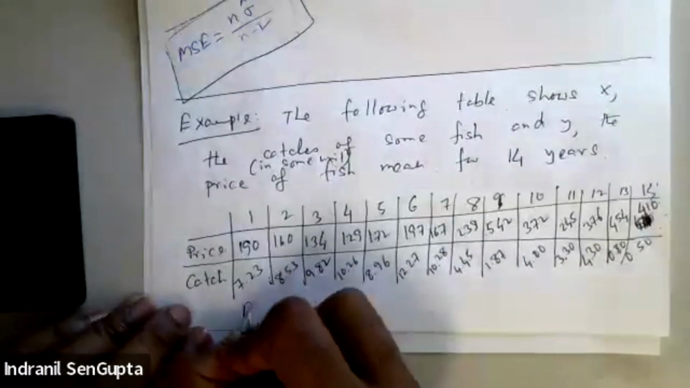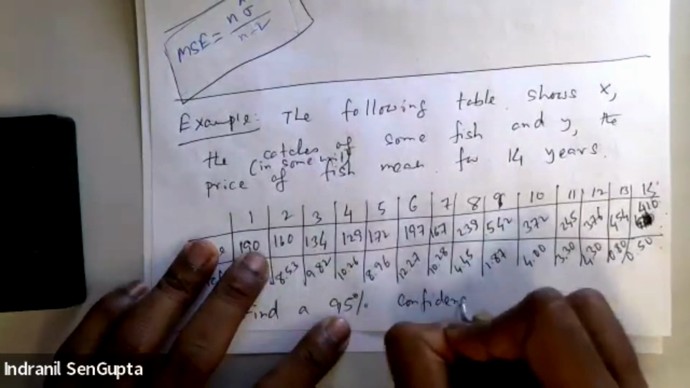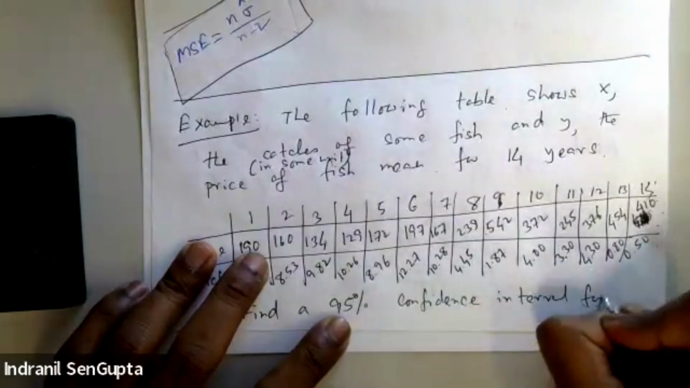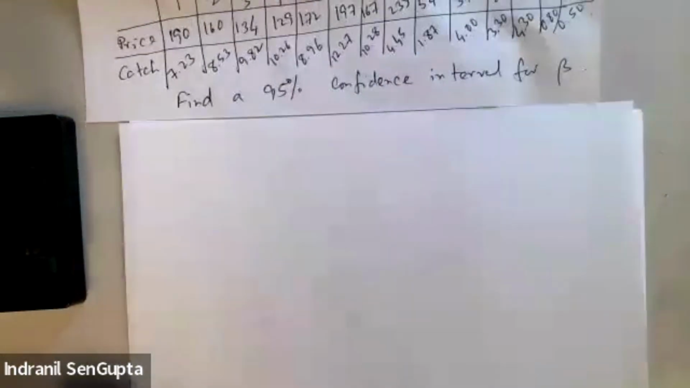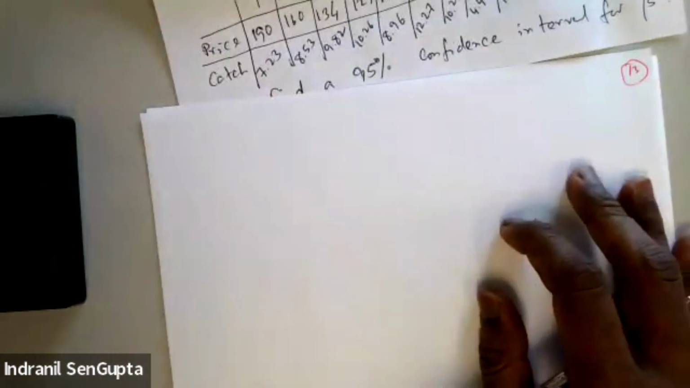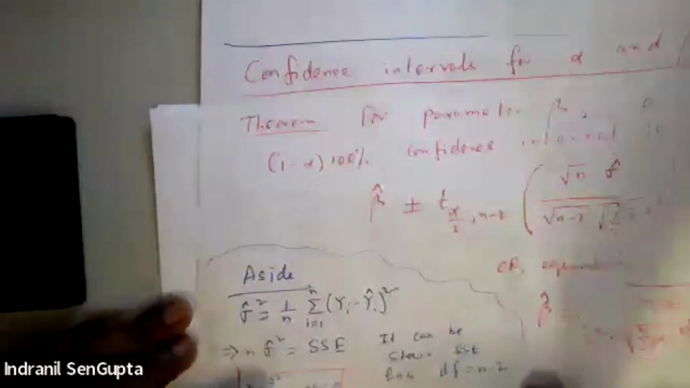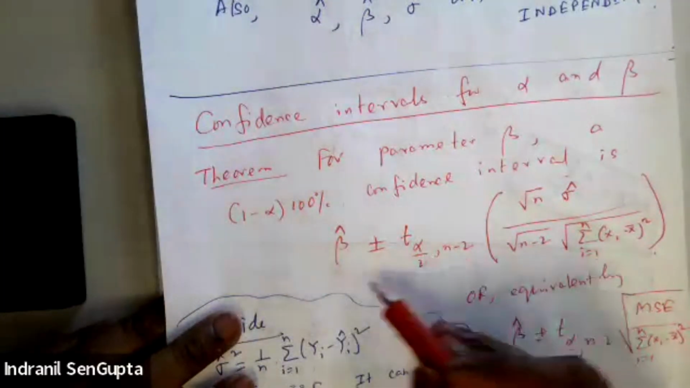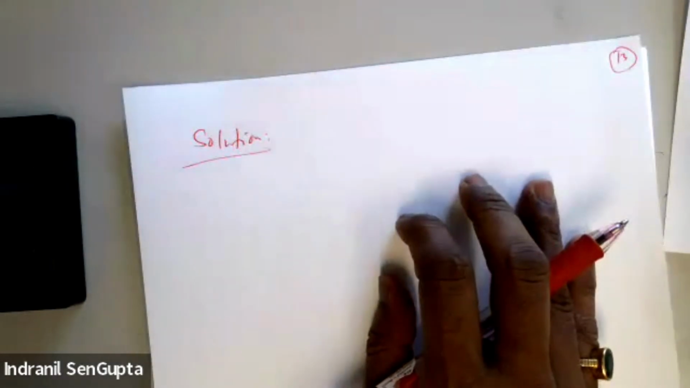The question is, find a 95% confidence interval for beta, for the regression parameter beta. Okay, so let's do that. So here is a solution. How do you compute this? For the 95% confidence interval, alpha equals 0.05, and then we have to compute this one, for this data set.